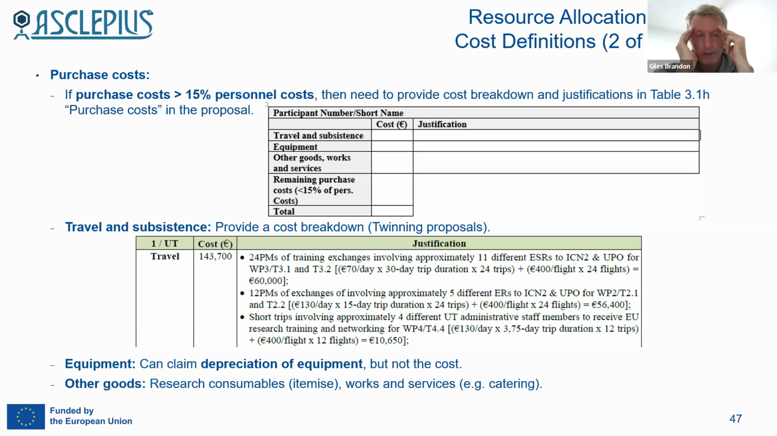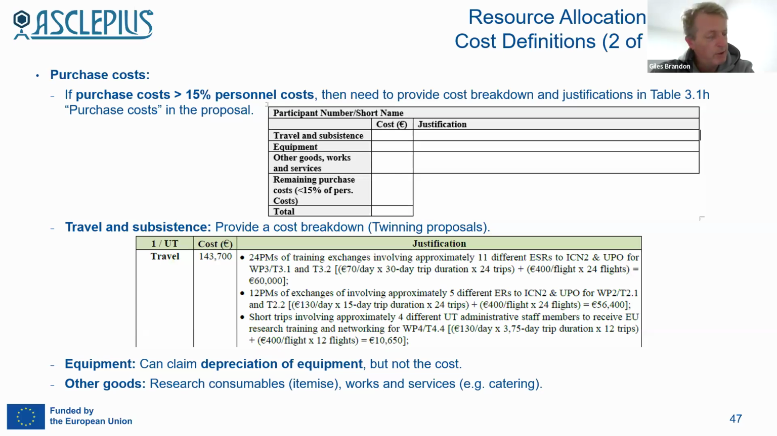Let's imagine, I'm halfway down the slide, it says travel and subsistence. If you have a project where there is a lot of budget allocated to travel and subsistence, for example, these twinning projects, make sure you give a really detailed breakdown of how you calculated that cost. And this is what we ended up with justifying our budget on a twinning proposal.